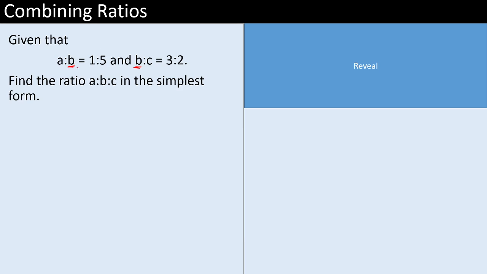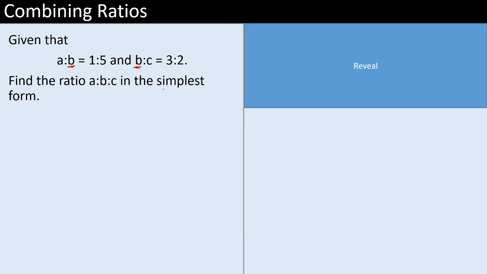Well, in this ratio, the b's are the bits that they have in common. Okay, and we can see that the 5 in the first ratio should match up with the 3 in the second ratio. Now, we can only combine two ratios if the common part is equal. Okay, so I can only write this in the ratio a to b to c if my b parts of that ratio are equal. And I would do that just by multiplying them up, by making them equivalent.